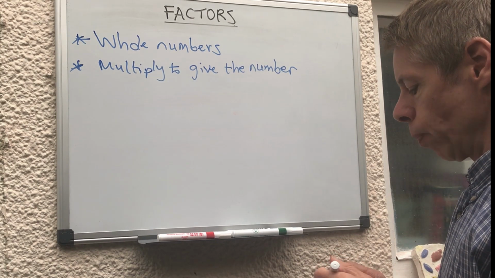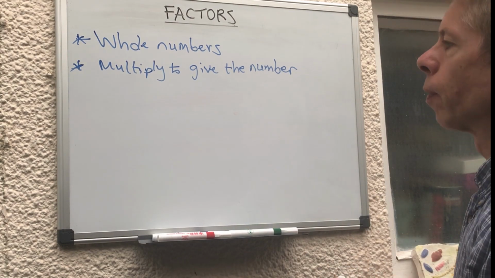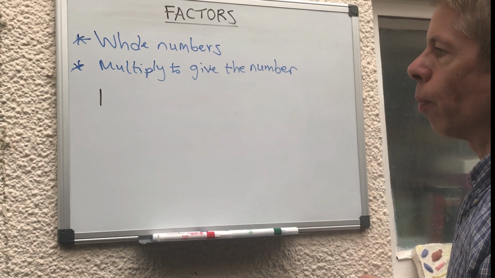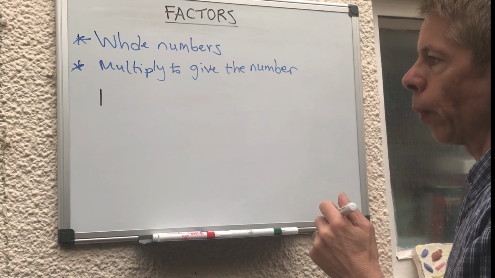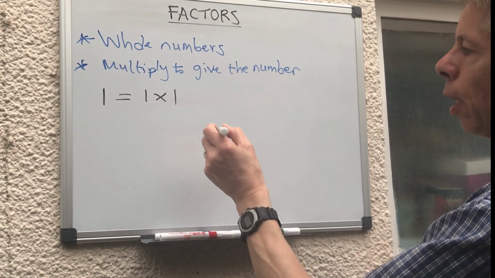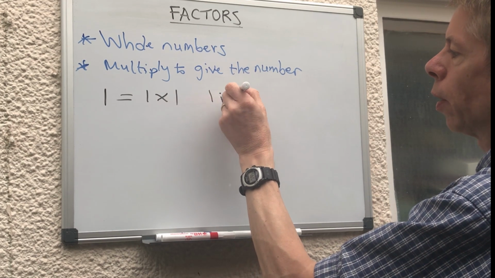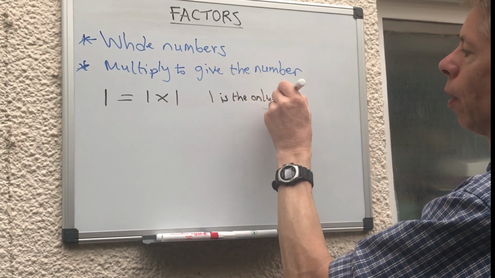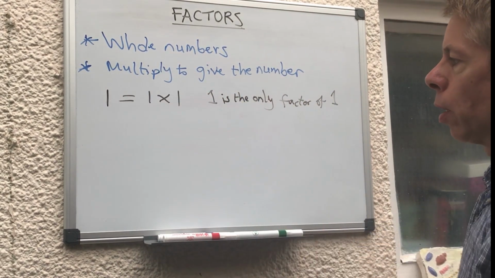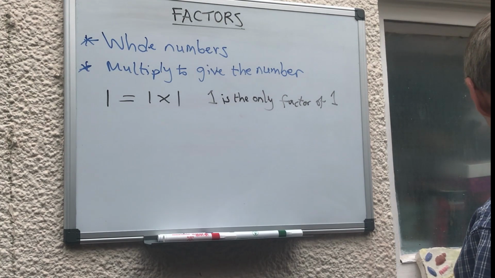So if we write some numbers and then look at their factors. If we start off with the number 1, if you want to use whole numbers to make 1, the only way we can do it is using 1. So 1 is equal to 1 times 1. So the factors of 1, there's only 1, and it is 1. So 1 is the only one.